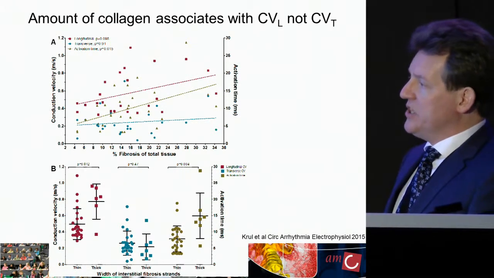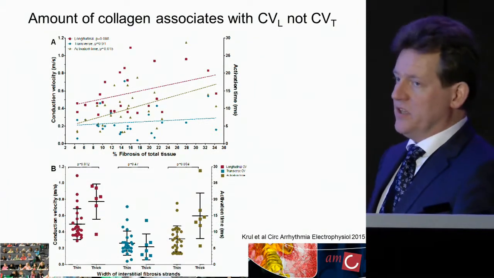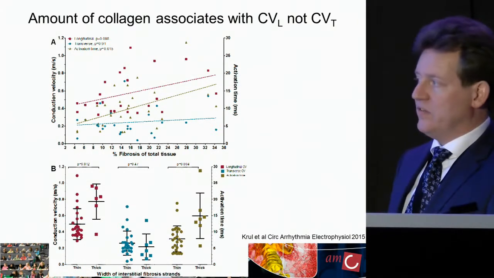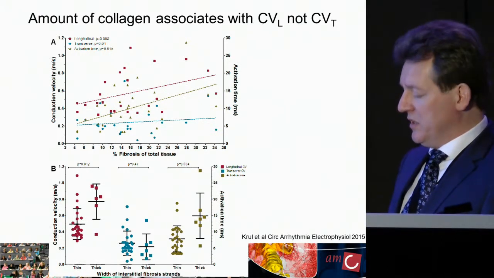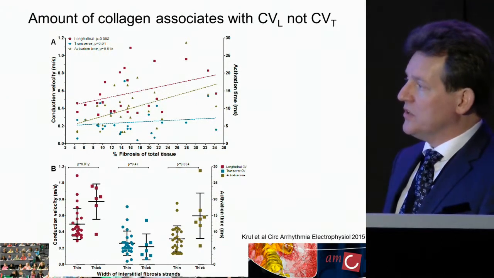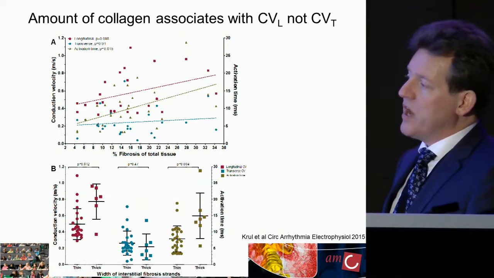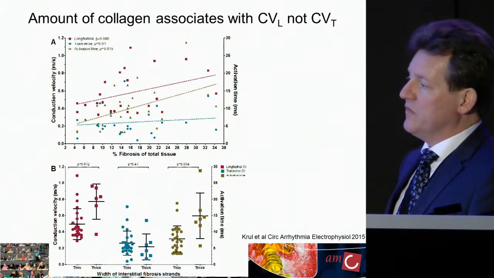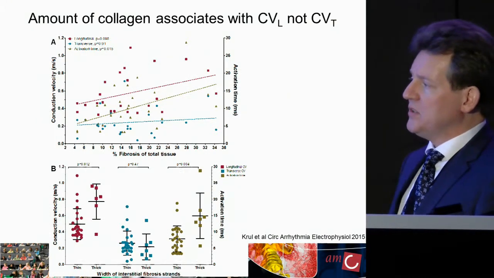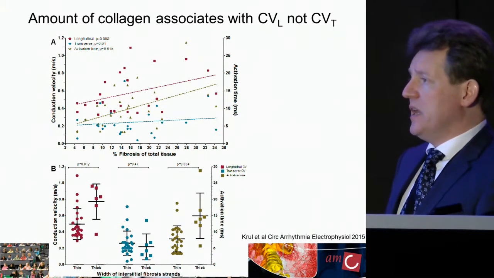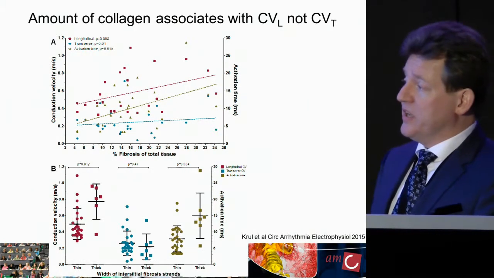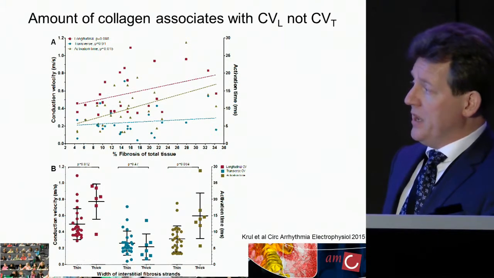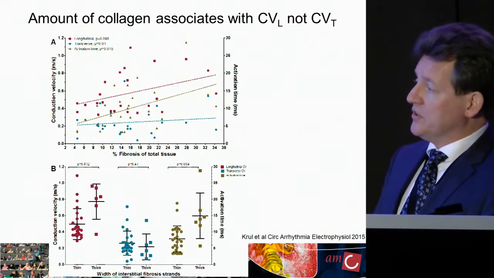But if we now compare the change in conduction velocity between the patients with thick strands of fibrosis and those without, we see that there's an increase in conduction velocity in patients with thick fibrosis along the fiber direction, but not perpendicular to the fiber direction. There is a small decrease, but it's not significant. And this points in our interpretation at changed anisotropy in those patients, which can be part of the explanation for the arrhythmogenic substrate.